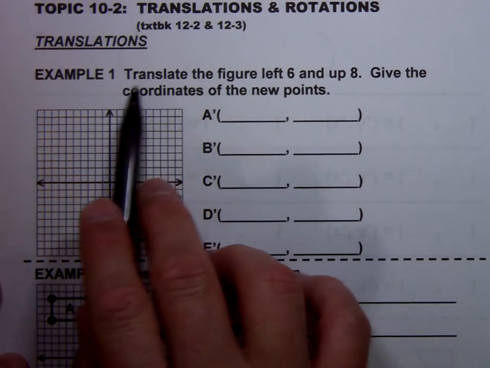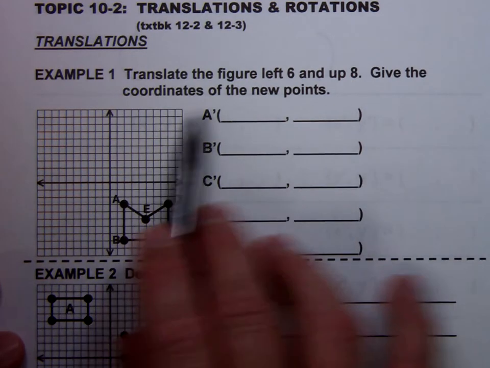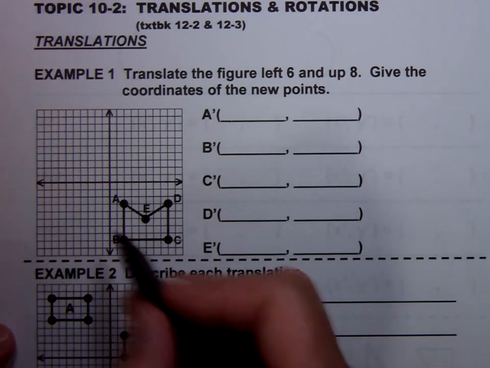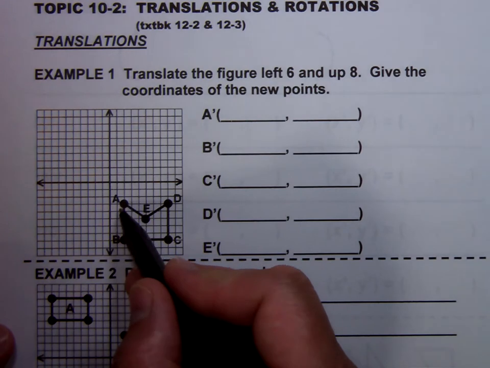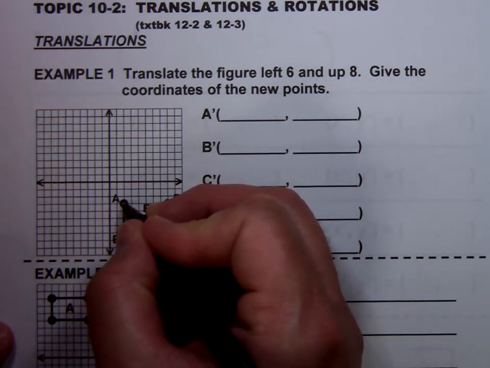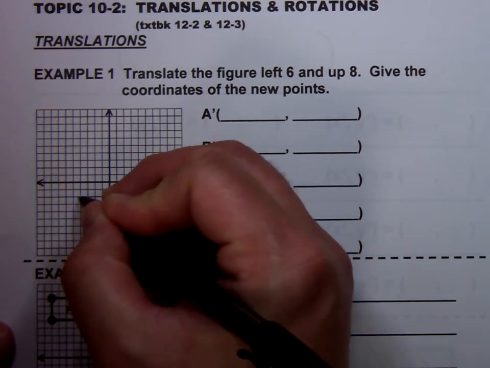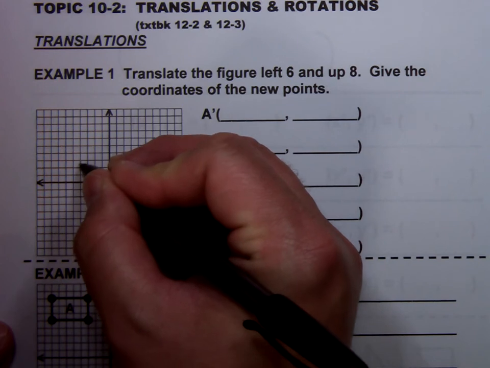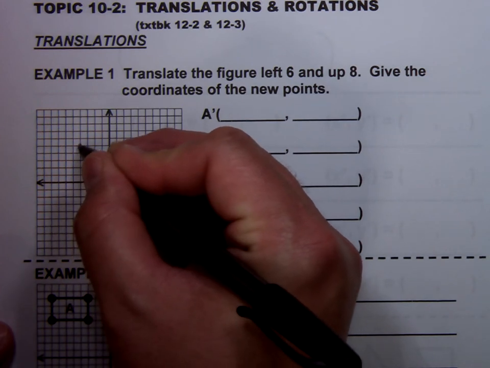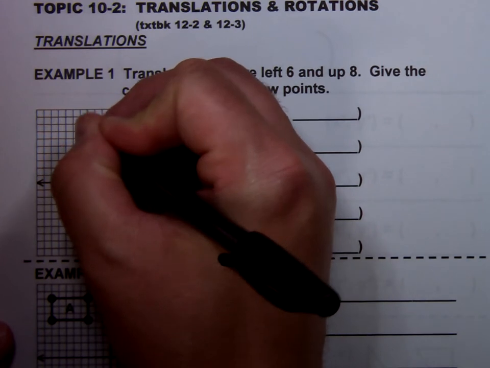Alright, so in example 1 it says translate the figure left 6 and up 8 and give the coordinates of the new points. So for each one of these points, individually I just count left 6, up 8 and find the new point. So from A, 1, 2, 3, 4, 5, 6, 1, 2, 3, 4, 5, 6, 7, 8. Here is A prime. I went left 6, up 8.